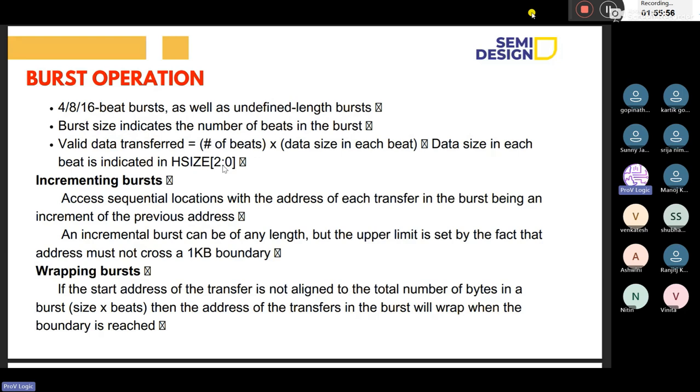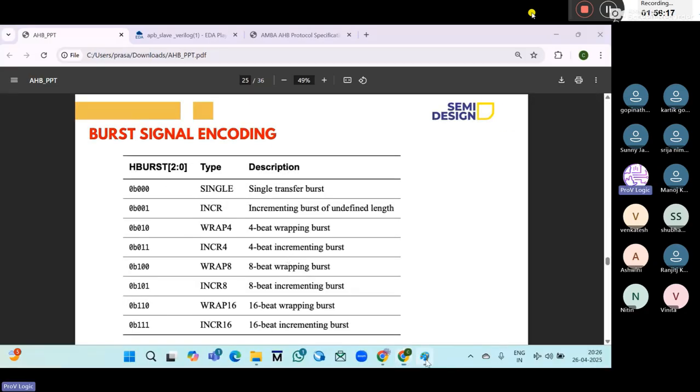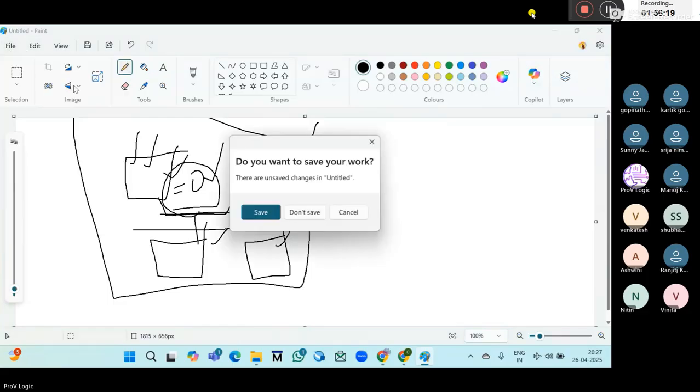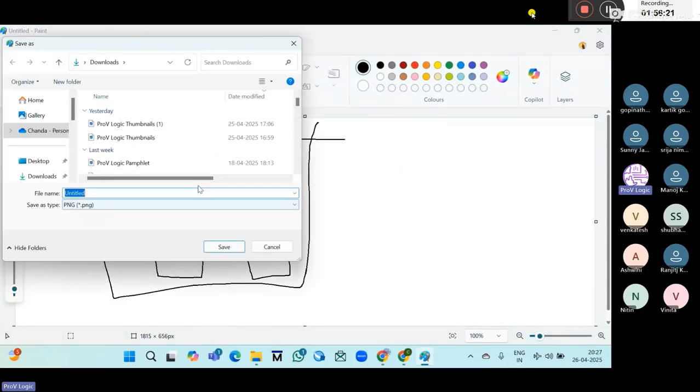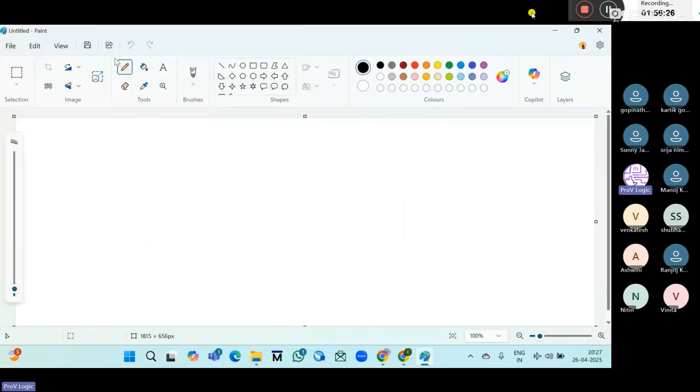In increment we have types 4, 8, 16. What does 4 mean? HSIZE will be 4 bytes, so the addresses will be 00, 04, 08, 0C. Suppose the start address is... wait, I will explain. It totally depends on the start address. How do we pick the start address? That totally depends on the system.